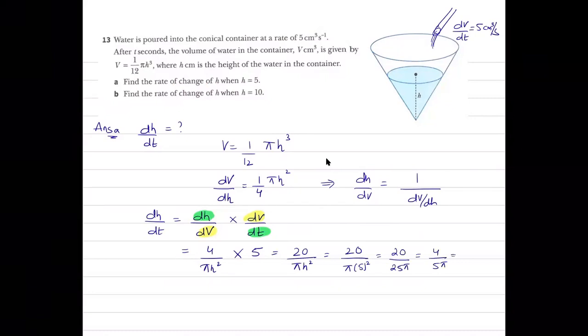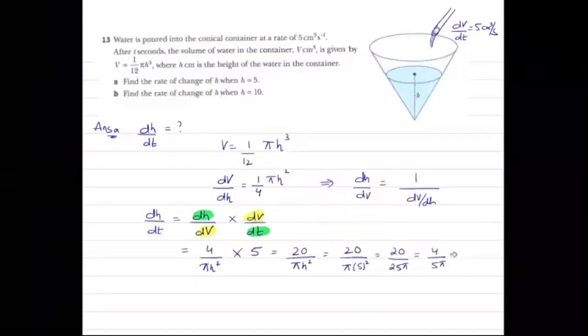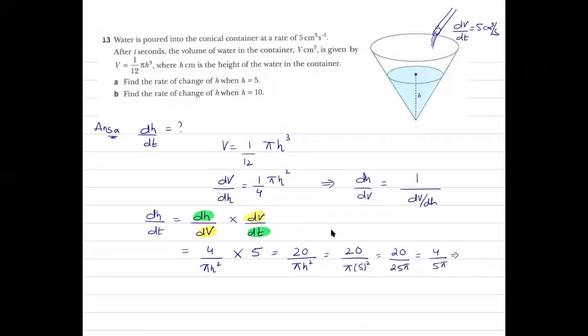Now you can convert this to an equivalent value, or you can just leave the answer as it is. So 4 upon 5 pi centimeter per second. Please be careful of the units: since height is a quantity that represents a length, the units are going to be centimeter instead of centimeter square or centimeter cube. So that is dh over dt. Is the first part clear?